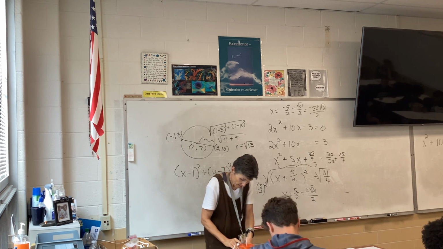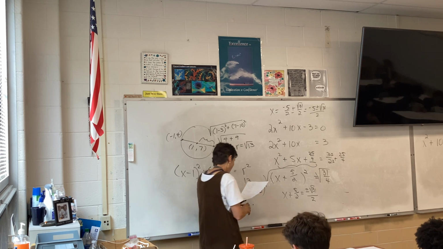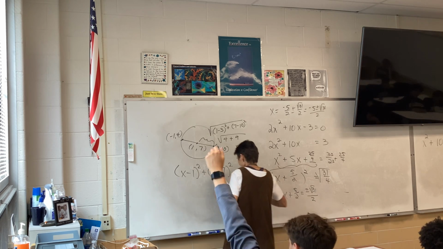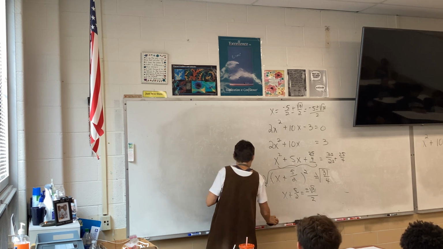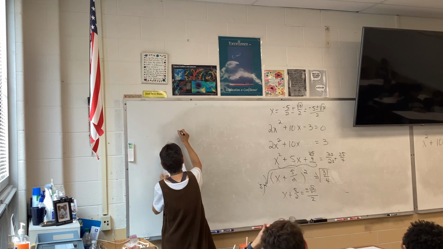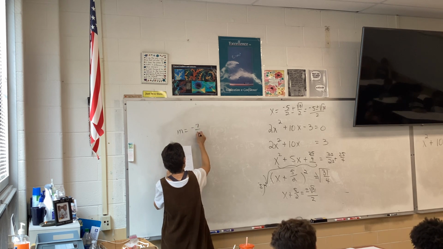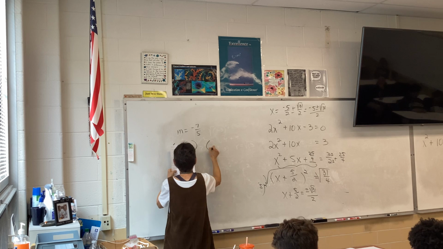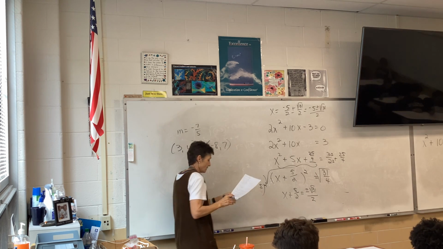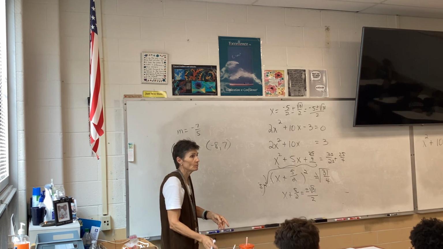All right, what's next? Find y if the slope is negative 7/5. So I've got some line out there, and I know the slope is negative 7/5, and I know the line goes through these 2 points. Well, this one's not too hard. What do we do?